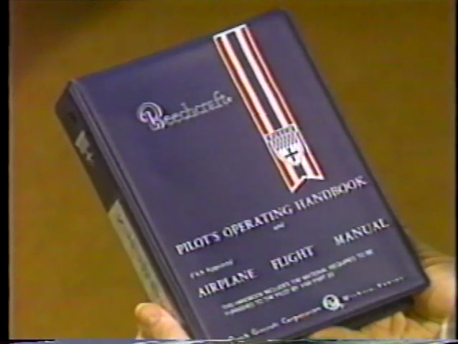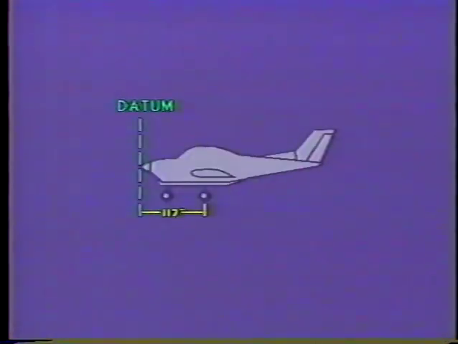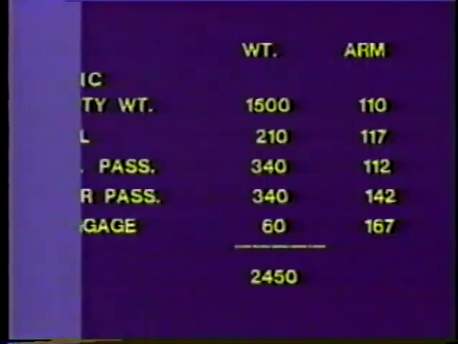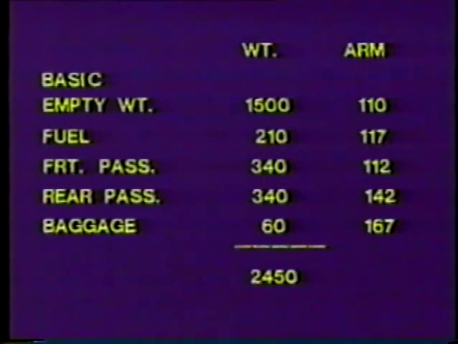In order to find the center of gravity location, we must consult the pilot's operating handbook for our particular airplane to find the arm for each item on our weight list. The datum was established by the manufacturer at the nose of the airplane. The Sundowner's datum is located left of the nose, making the fuel arm 117 inches. Establish your chart to reflect all weights and distances.